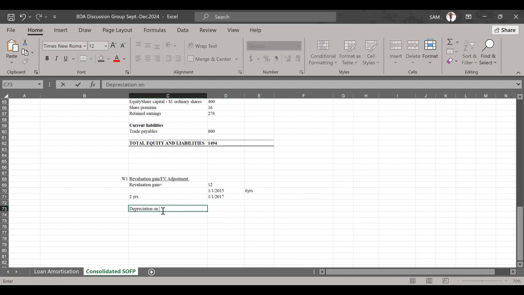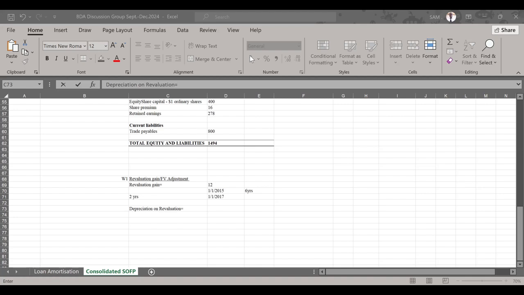Depreciation on revaluation, or you can call it depreciation on fair value adjustment. What is the formula? Somebody? This formula should be known by you at the moment. You should be having the formula. How do you get depreciation on fair value adjustment? I believe these concepts, you covered them in class, so that should not be a problem.